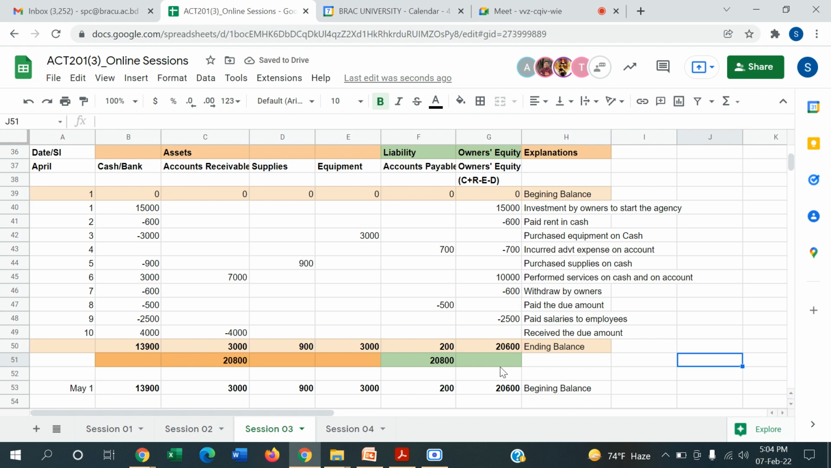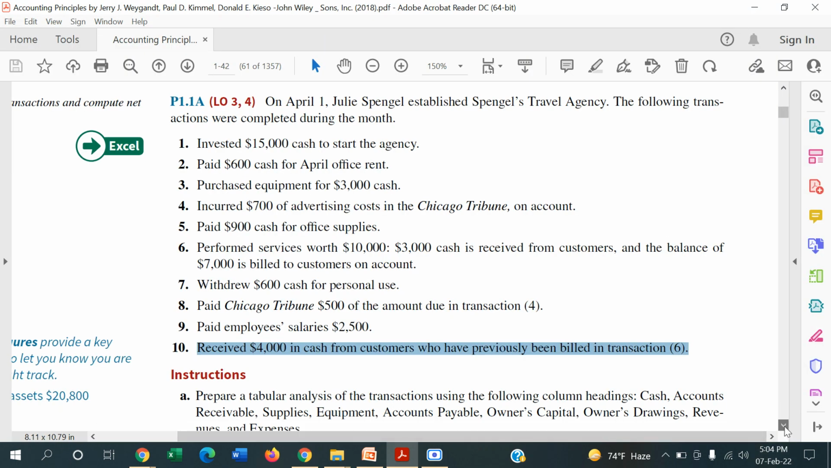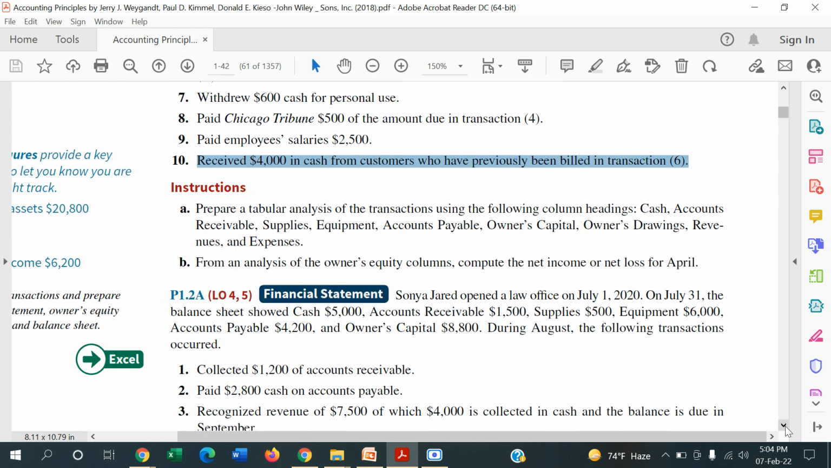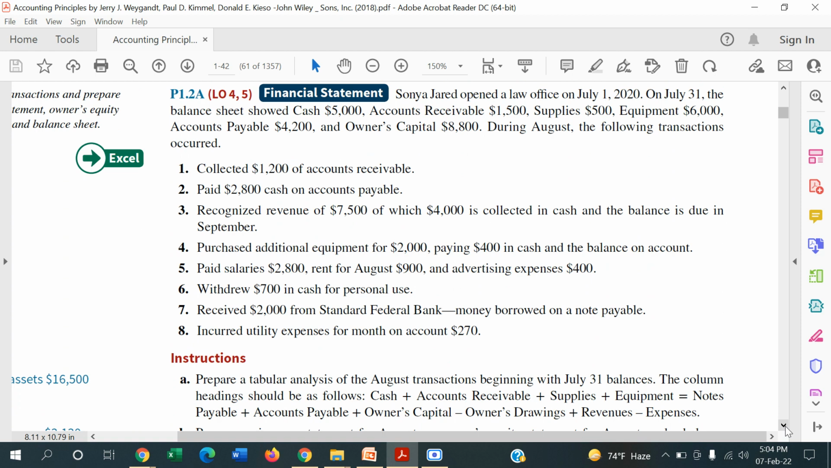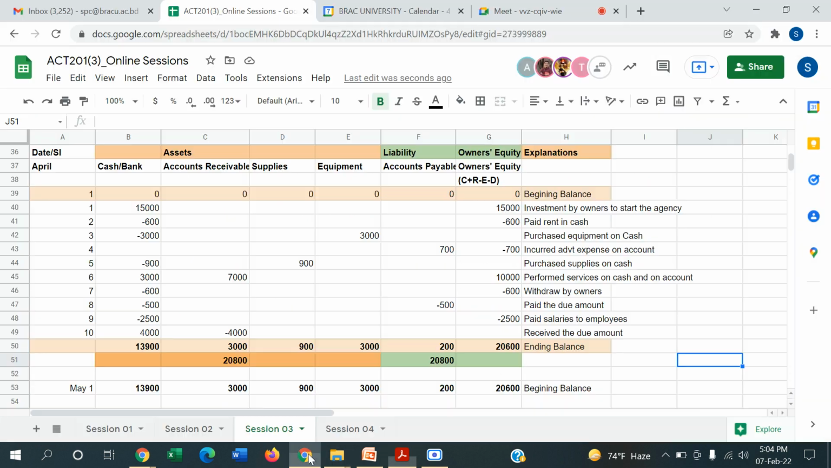And we'll move to the next step in the next session. But before that, I suggest you practice a problem that will be solved in the next session as well. Do a transaction analysis yourself and come to the next session with that solution. We'll cross check it and move to the next step. P12A from your book.